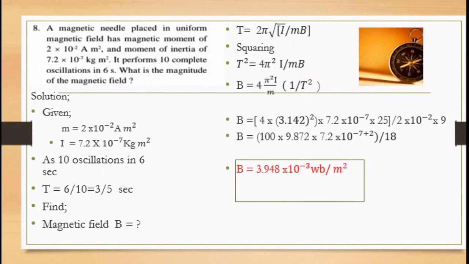Hello students, let us solve the 8th unsolved sum from the text. A magnetic needle placed in a uniform magnetic field has a magnetic moment of 2 into 10 raised to power minus 2 ampere meter square, and a moment of inertia of 7.2 into 10 raised to power minus 7 kg meter square. It performed 10 oscillations in 6 seconds. What is the magnitude of the magnetic field?